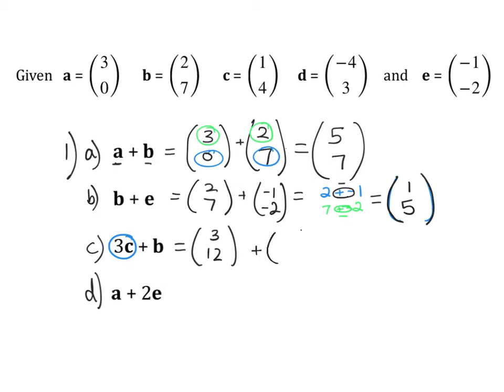Then I'm going to add on vector b. Well, that's not going to change. That's still going to be 2, 7. Now, I'm not going to write these ones down. Everything's positive. It's probably going to be quite easy. I've got my 3, add my 2. That's adding the top ones together. And my 12, add my 7.